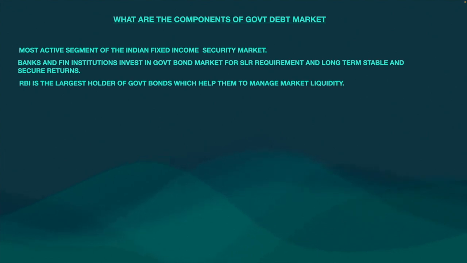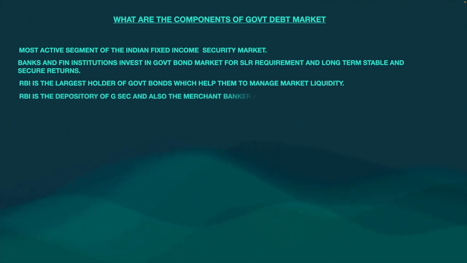Reserve Bank of India is one of the largest holders of government bonds, which helps them to manage the market liquidity. I have already told you, RBI manages market liquidity through buying and selling of government G-SECs. RBI is the depository of G-SEC, that is government securities. G-SEC is nothing but government bonds, and RBI is also the merchant banker and transfer agent. I will tell you what is primary dealer, what is merchant banker and transfer agent. Okay, merchant banker and primary dealer are the same.